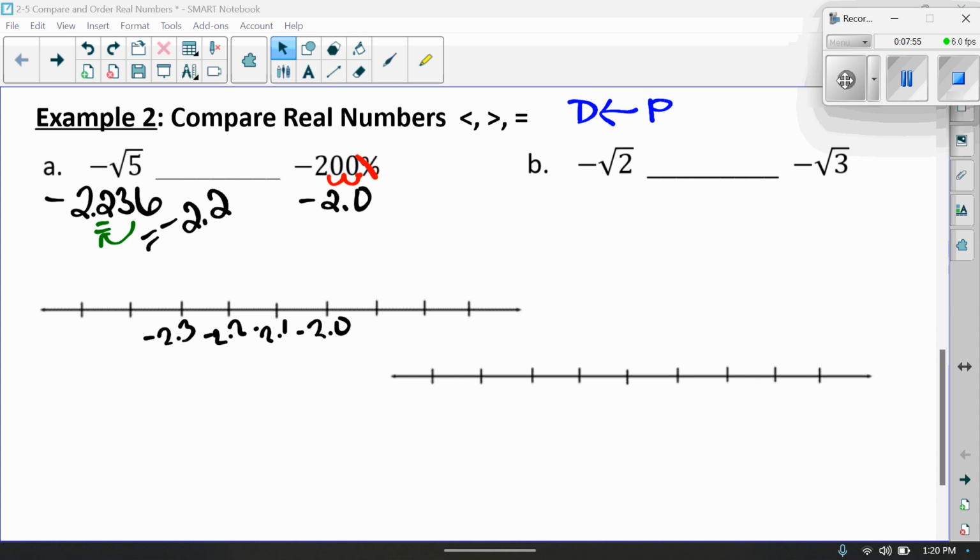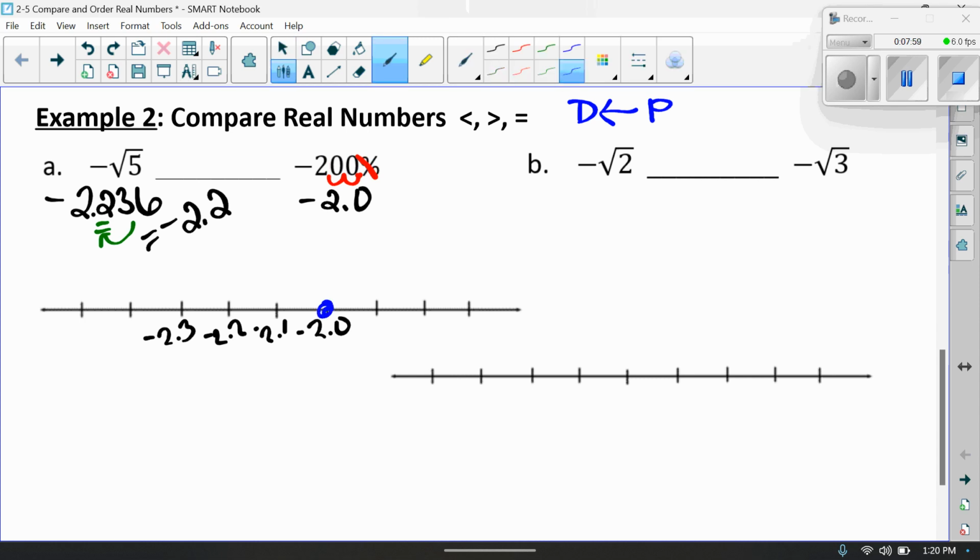So negative 2.0 is right here, right? And that is a negative 200%. And then negative 2.2 is right here. And this is going to be a negative square root of 5. So now, what symbol do I need to put in there? That's going to be less than. Is everybody clear? All right.